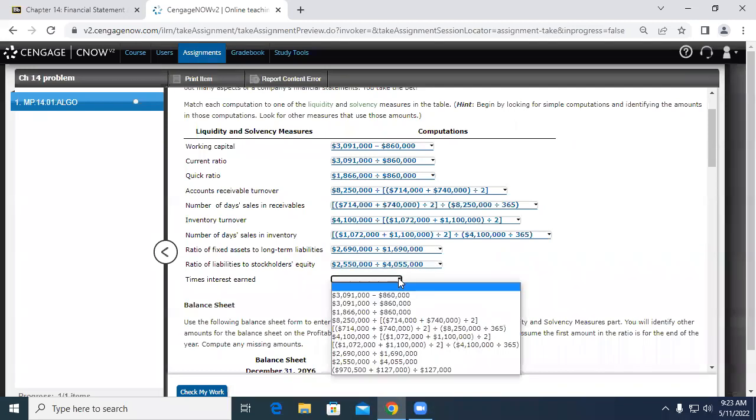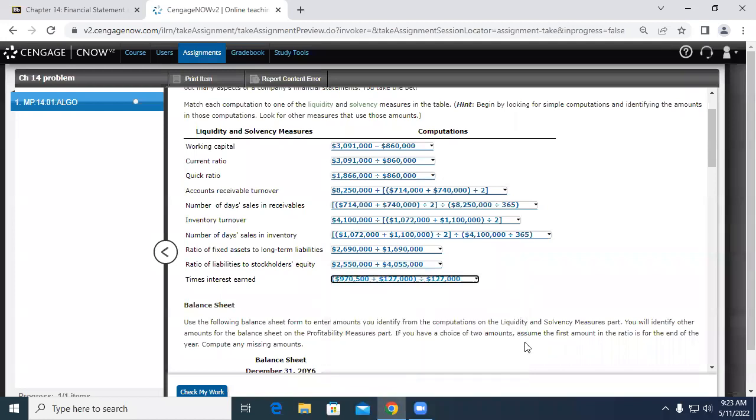And then finally, times interest earned. The calculation for that is what I referred to in class as EBIT, earnings before interest and taxes. So we take the income before interest expense, the operating income, income before income tax, and we add back the interest expense and then divide by the interest expense. So what do we know now?